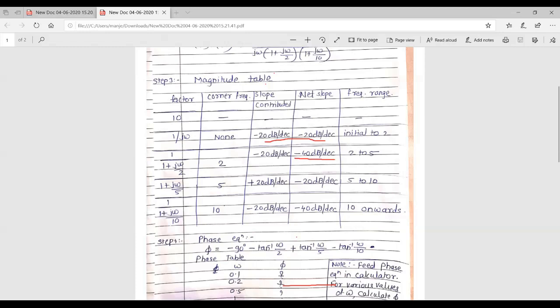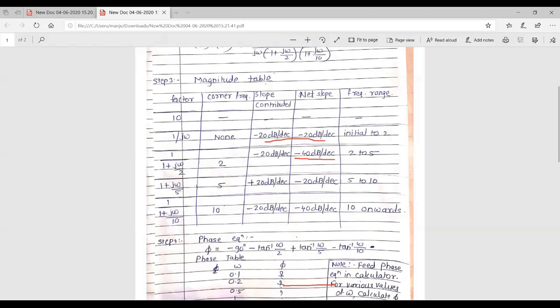At 5, what happens? Another corner frequency, so this factor starts contributing. It will contribute plus 20 dB per decade. Initially it was minus 40, plus 20 it will add, so minus 40 plus 20 becomes minus 20. This will continue till the next corner frequency. Then this will start contributing minus 20, so minus 20 minus 20, again minus 40. Okay, and last is frequency range. This doesn't have a frequency range, it is for all the frequencies.